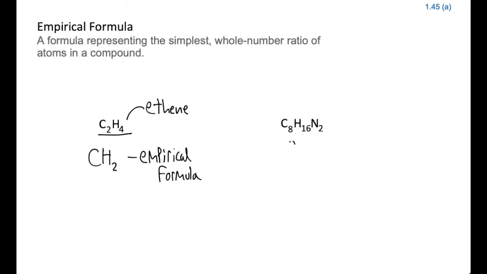We look at the ratio, which is we've got 8 carbon atoms, 16 hydrogen atoms, and 2 nitrogen atoms. And we divide by the highest common factor, which is, again, 2. So we divide 8 by 2, we get 4, 16 by 2, 8, and 2 by 2, we get 1. So the empirical formula of this compound is C4H8N. You won't always be dividing by 2, as we will see in a minute.